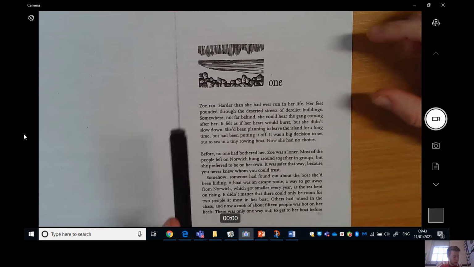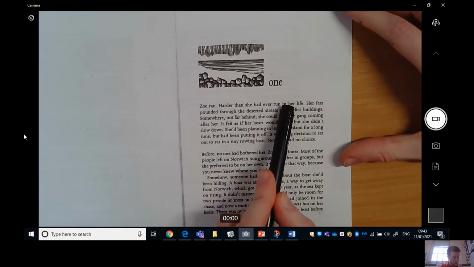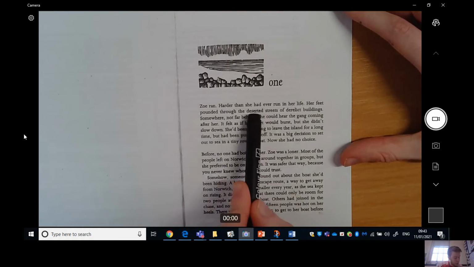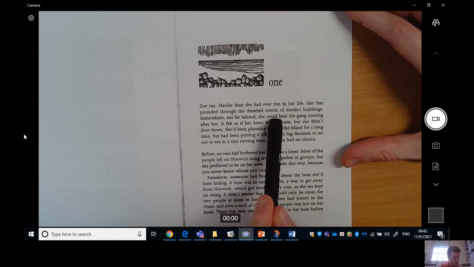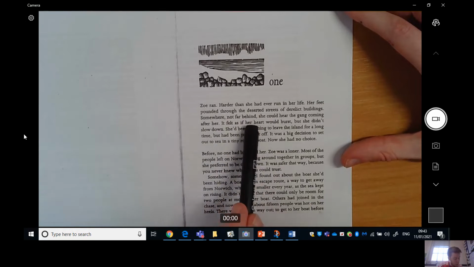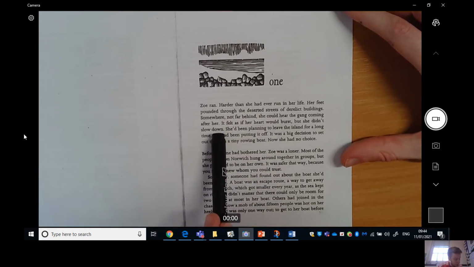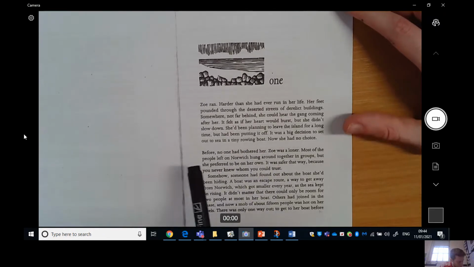Off we go. Zoe ran, harder than she had ever run in her life. Her feet pounded through the deserted streets of derelict buildings. Somewhere, not far behind, she could hear the gang coming after her. It felt as if her heart would burst, but she didn't slow down. She'd been planning to leave the island for a long time, but had been putting it off. It was a big decision to set out to the sea in a tiny rowing boat. Now she had no choice.